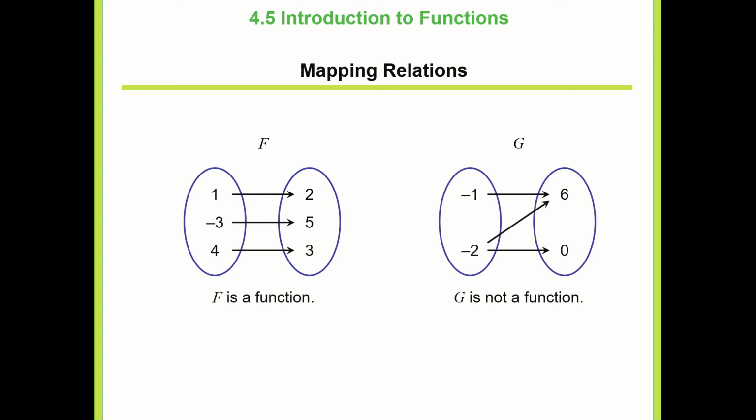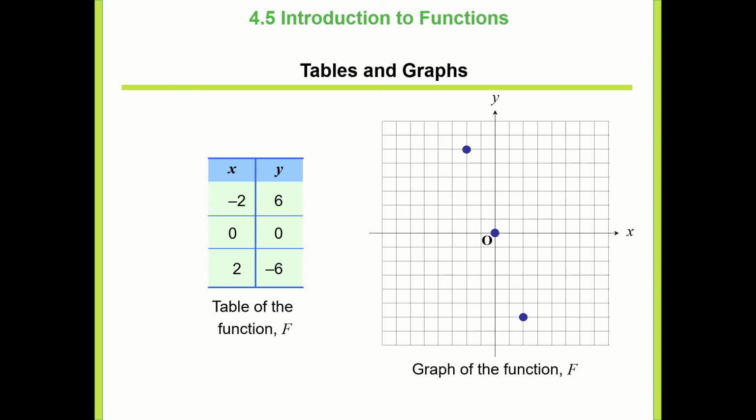Okay? So now, showing it on a table. Here, these are x values. These are y values. Okay, these are called again domain. These are called range. And this combination is -2 and 6. If we show it on a graph, this is 1, 2. Here is -2 and here is 6. This dot is (-2, 6). Here is (0, 0). And here is (2, -6). Okay?